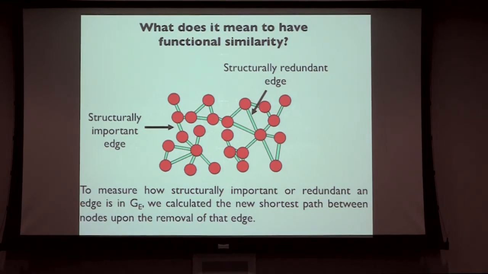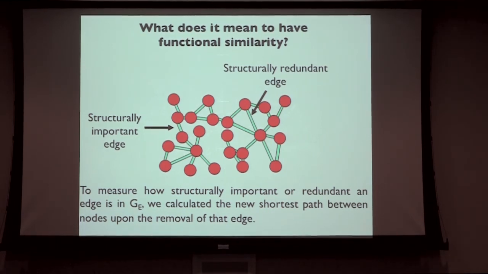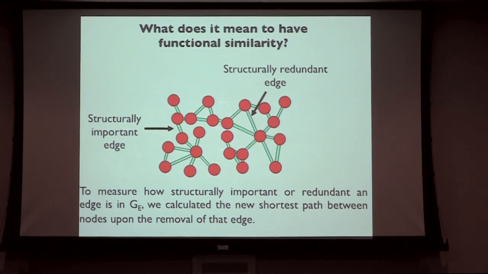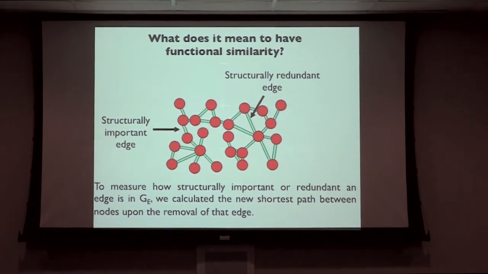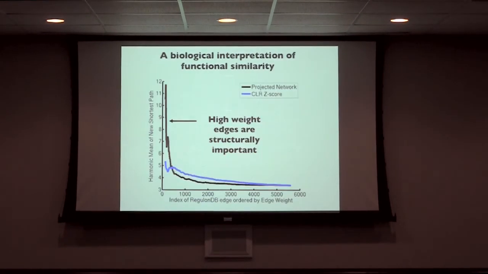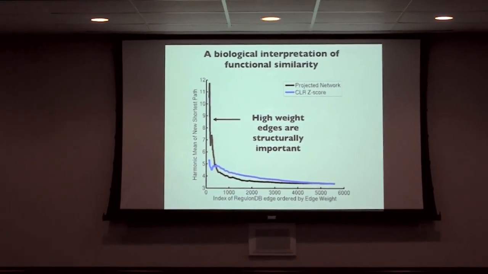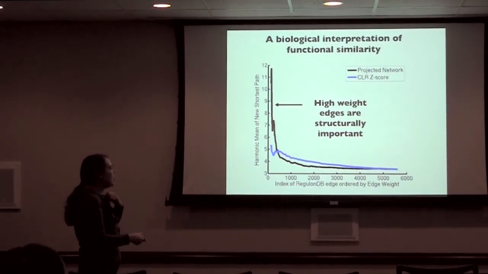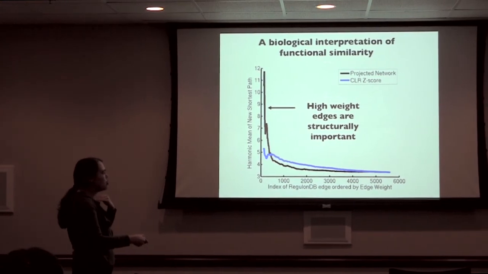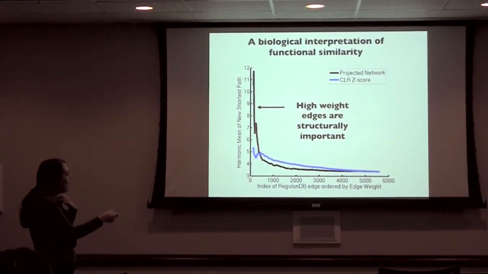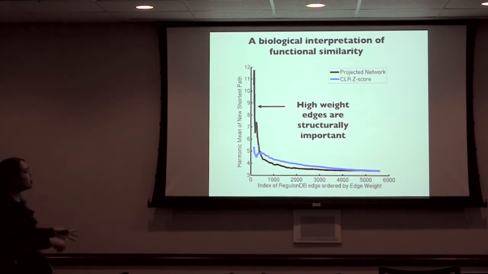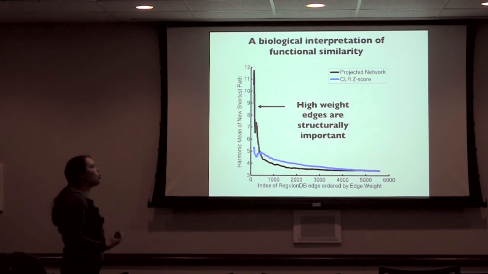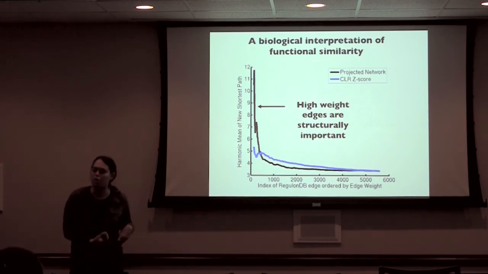And we do this by calculating the new shortest path between these two nodes upon removal of this edge. If the new shortest path gets much, much larger, then that edge is really important for connecting those nodes. Here we're plotting the harmonic mean of the new shortest path as a function of the index of the edge in the gold standard ordered by edge weight. So high edge weight edges that are also in the gold standard are really structurally important. So we've come up with a measure that really correlates well to this kind of structural importance.